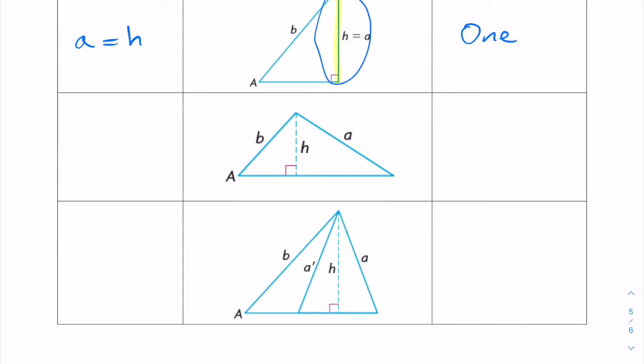For the next case, what happens when side A is larger than the height and side A is larger than side B? When that occurs, side A is too big to fit over here. It's longer than the height. So therefore, the only possible triangle would be this acute triangle that I'm highlighting in red.